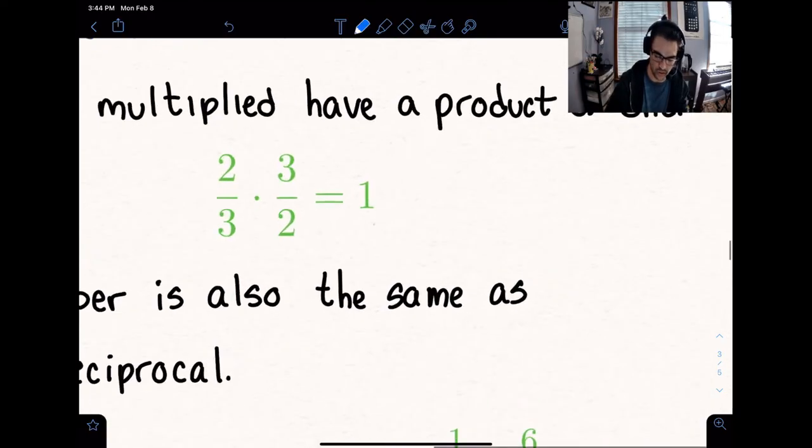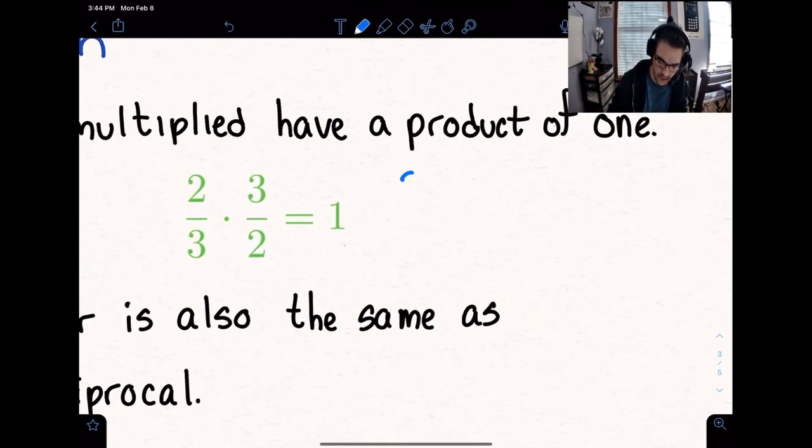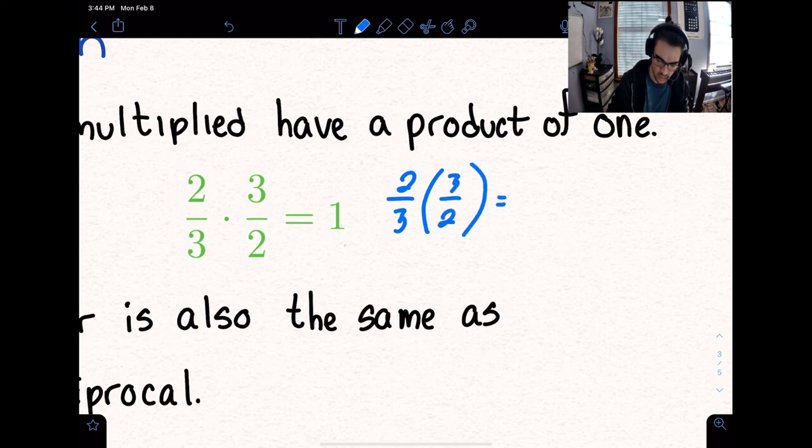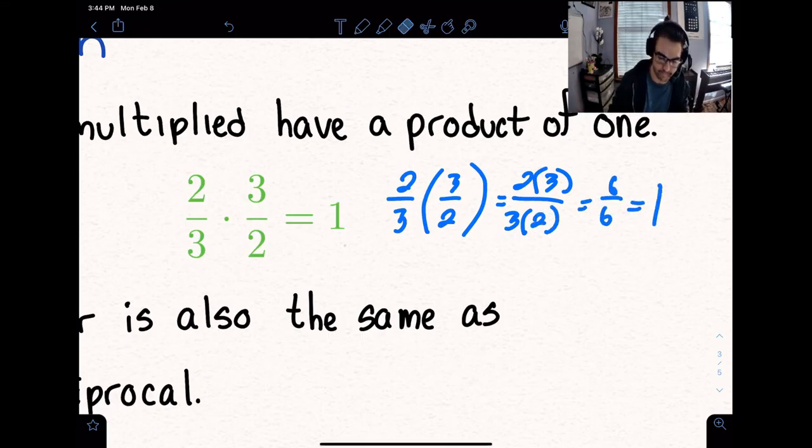And again, we could show this out in more detail if we want to see it. 2 over 3 times 3 over 2 equals 2 times 3 over 3 times 2, which equals 6 over 6, which is, bam, 1.